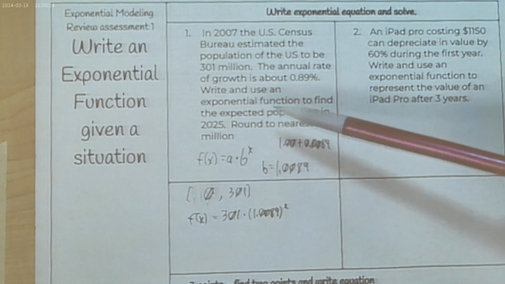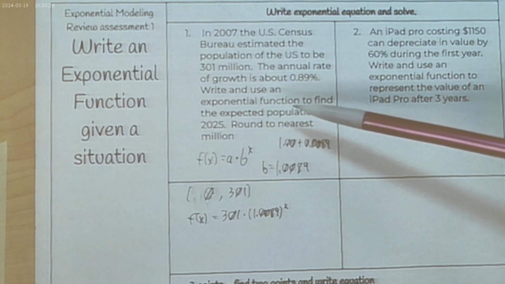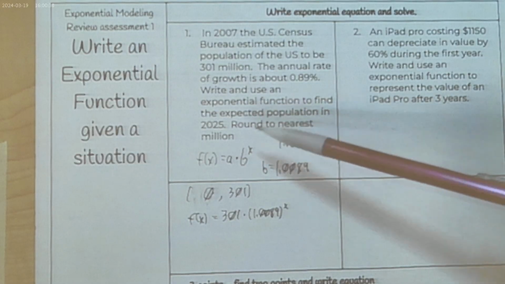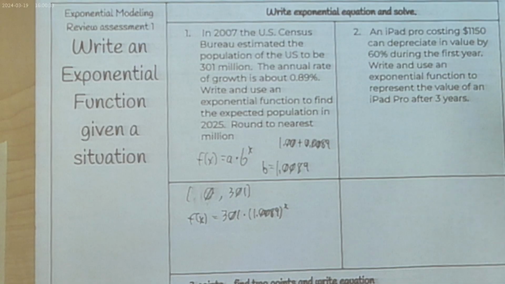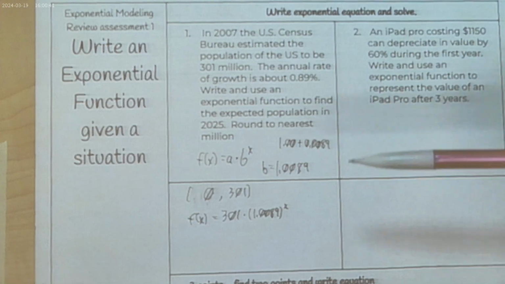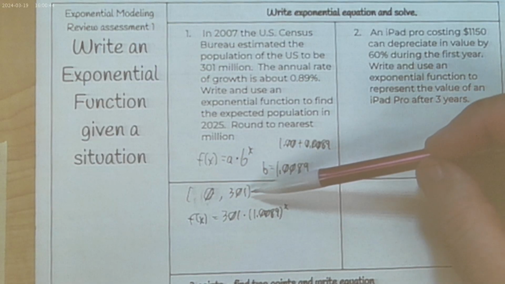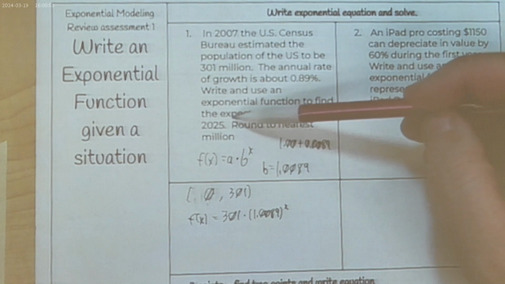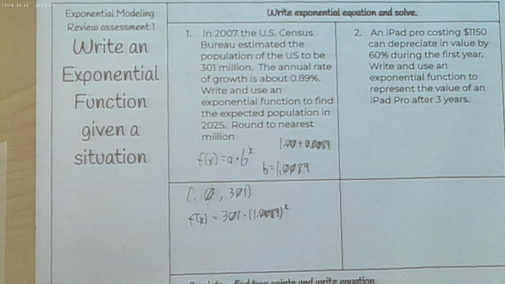But now we've got a second part of the question. Now we've got a second part of the formula that we need to work out. Write and use an exponential function to find the expected population in 2025. So does that mean I set x equal to 2025? Oh, no, we're not doing that. The way that you want to think about it is if year 0, we have 301 million, and we're treating 2007 as year 0. All we need to do is find out the difference between 2007 and 2025.